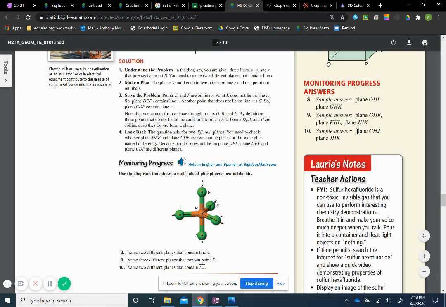So here are some answers to the monitoring progress. Since there are multiple points, we can have multiple answers. That's why it says sample answers.